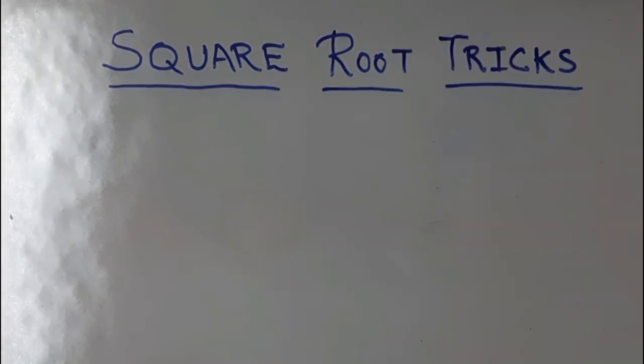Today we are going to learn about the square root tricks for numbers which are not perfect squares. For a non-perfect square number you have to use the division method, and all this will take about 5 minutes. I am going to show you a trick which will take just 10 to 15 seconds. So let's start.